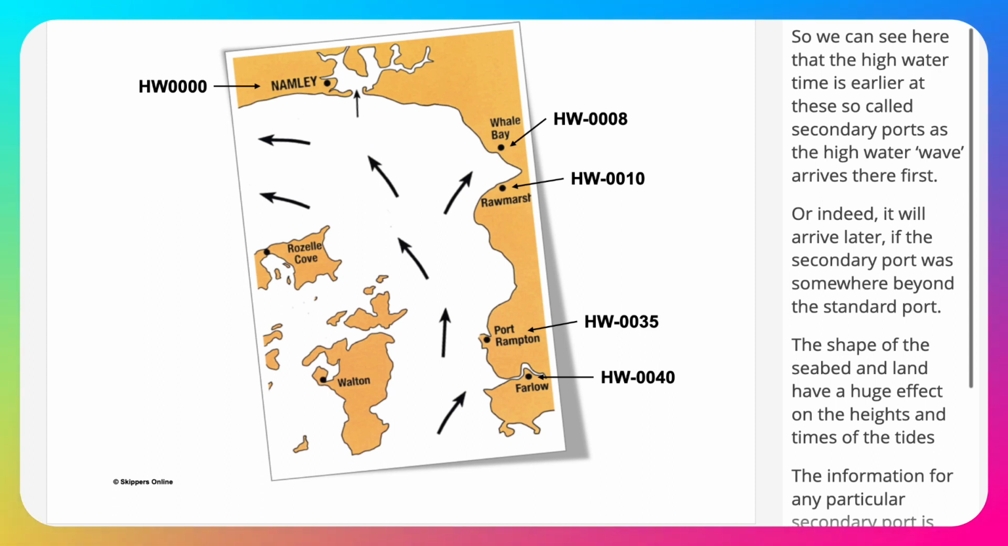The shape of the seabed and land have a huge effect on the heights and times of the tides. The information for any particular secondary port is linked to a standard port in close proximity. The reverse will be true for low water. As the tide ebbs out, low water will be earlier at Namley than it will be at Farlow, for example.